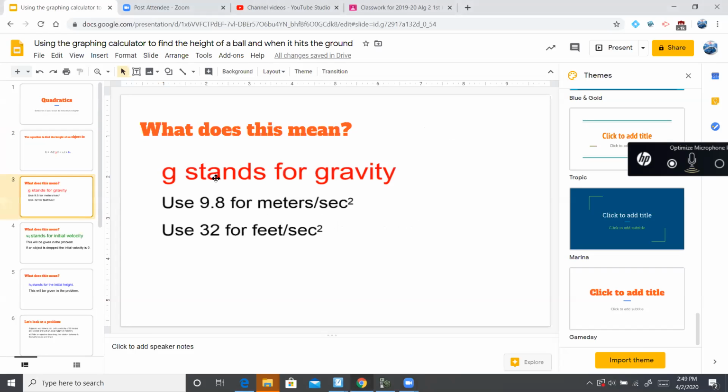So if we go here, G stands for gravity. So if you use meters in the problem, you're going to use 9.8. If the problem is written in feet, you're going to use 32 feet.